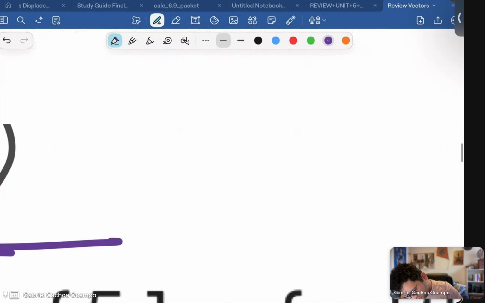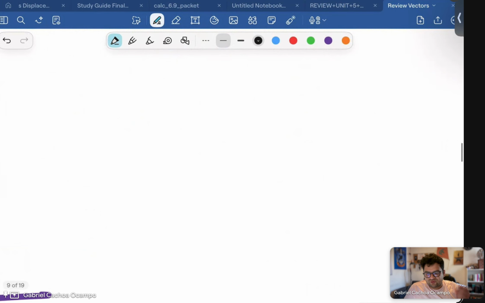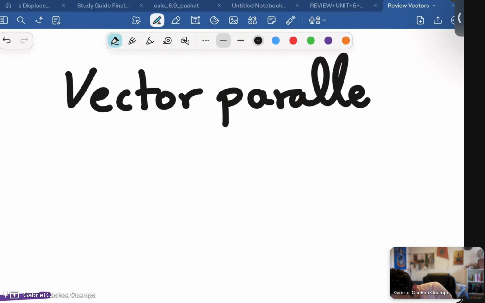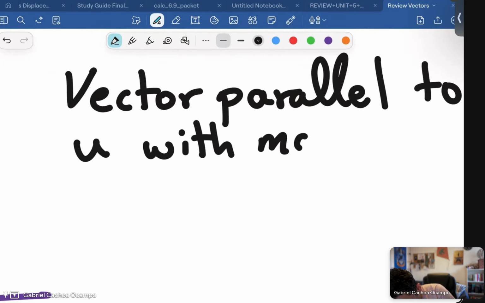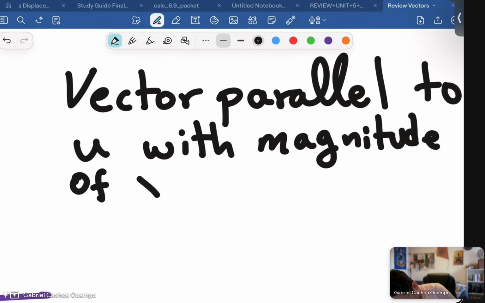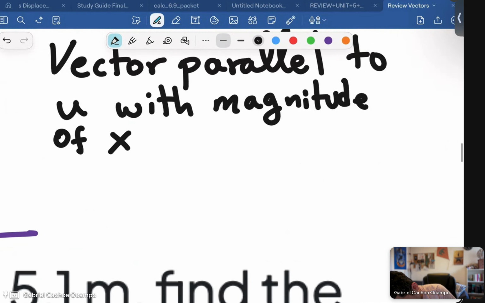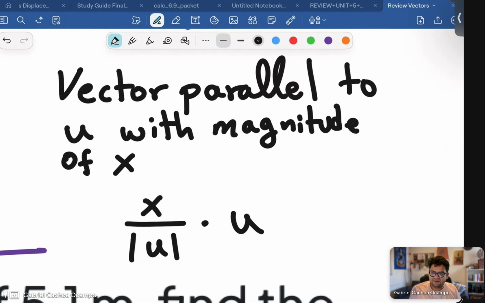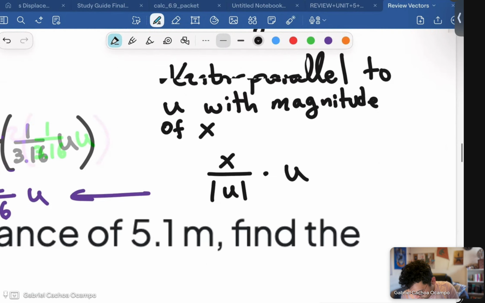This is a great moment for you to take a screenshot. So, a vector parallel to u with magnitude of, say, x, is x over the magnitude of u times u. This is how you get a parallel vector with a particular magnitude. That is what we have done in problems 7 and 8. Okay.